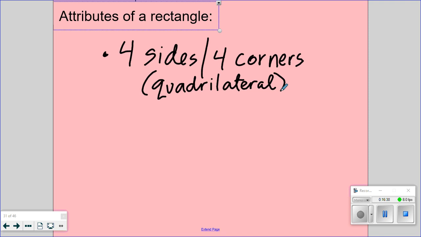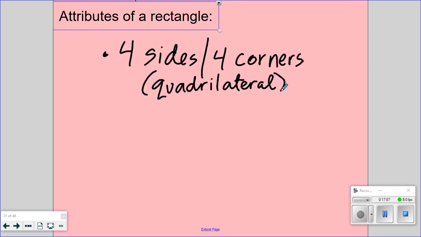What else might be a rule for a rectangle? Bill, what are you thinking? It has to have 2 lines that are longer than the other 2 lines. They do not. That's not a rule. I know what you're thinking because that fits our last shape, but it's not a rule for all rectangles.